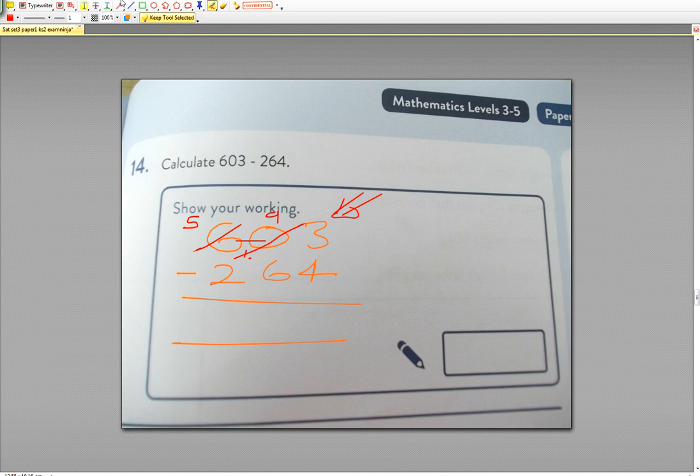Whoops. Let's just give me 1 second. Let me just get these extra lines. Okay. Whoops.